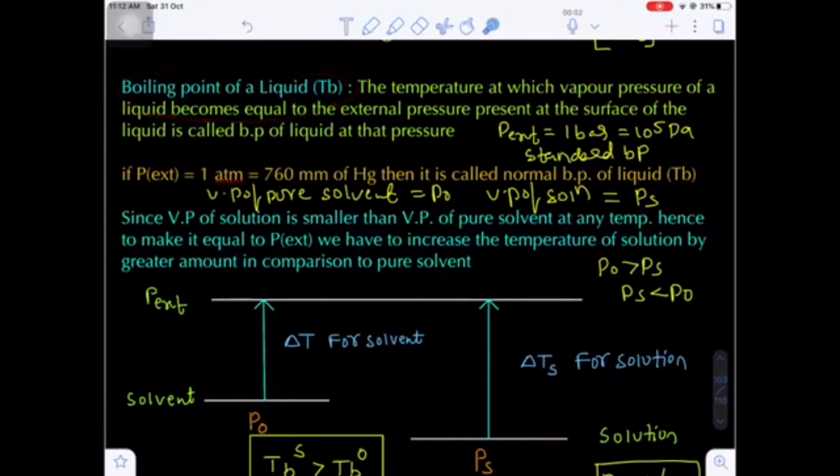Now the external pressure, if I consider 1 atmosphere, which is nothing but 760 mm of Hg, and the vapor pressure of a liquid equals this surrounding pressure of 760 mm of Hg, then that temperature is called the normal boiling point of the liquid. The standard pressure is 1 bar, which is 10 to the power 5 Pascal. If the external pressure equals 1 bar, then the boiling point is called the standard boiling point. If the vapor pressure equals 1 atmosphere, then it is called the normal boiling point of a liquid.